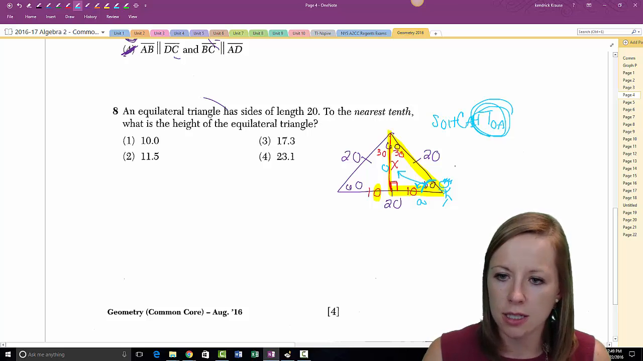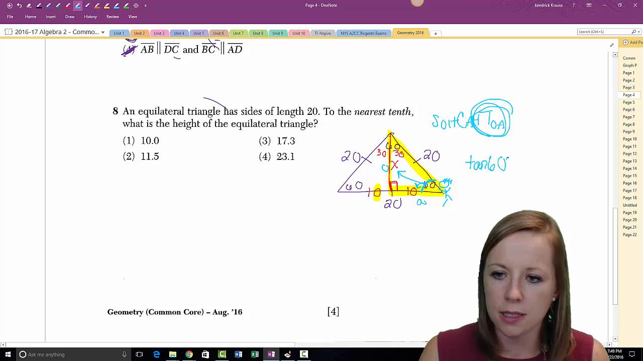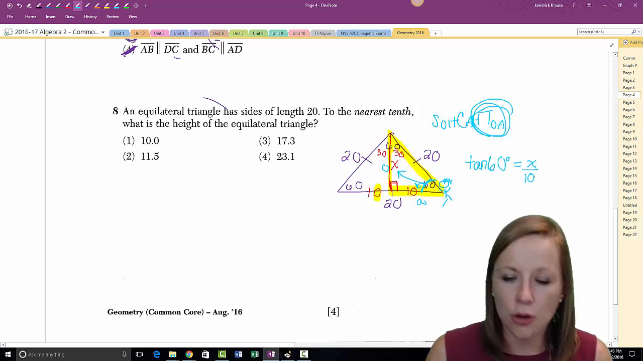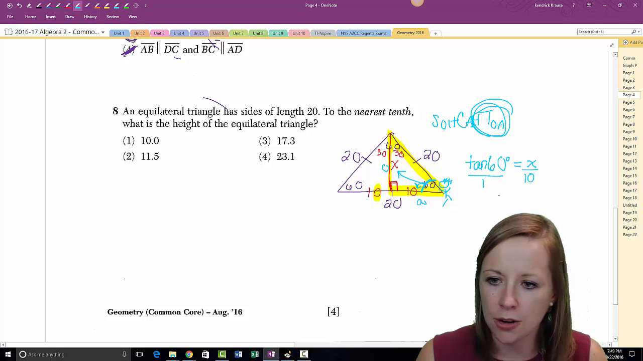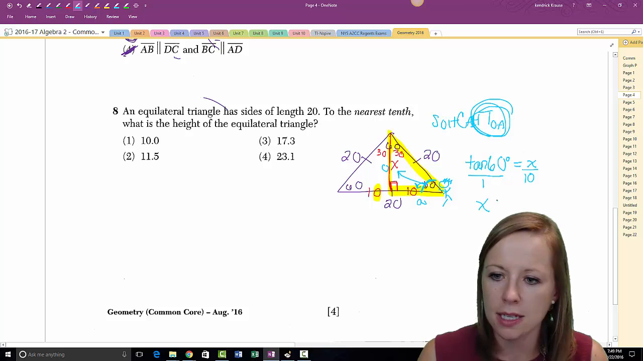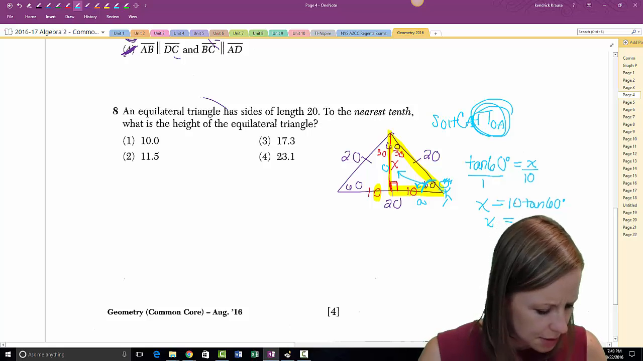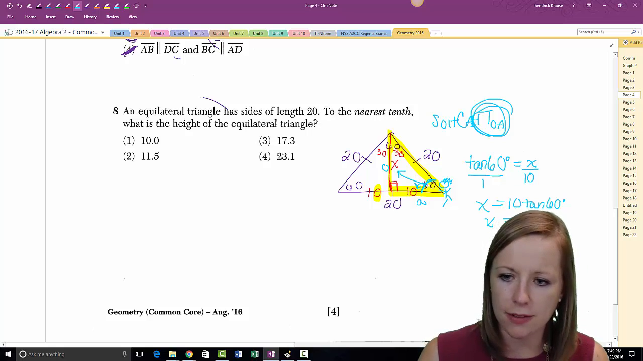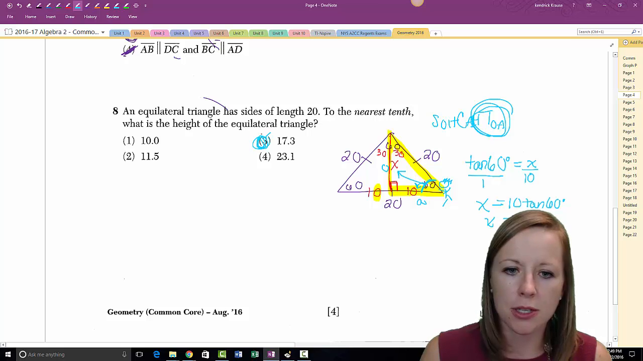So opposite and adjacent makes me circle tan. The tangent of the angle always goes with the trig function, with sine or cosine or tangent, of the angle I'm standing at. Tangent of 60 degrees is equal to the opposite over the adjacent. Now, your number one most favorite thing ever to do in math is to cross multiply. Put a little 1 under this tan 60, and you're going to cross multiply. 1 times x is x, and 10 times the tangent of 60. When I put that into my calculator, 10 times the tangent of 60 will give me about 17.3-ish. It's a rounded answer, I believe. So it's going to be choice 3.